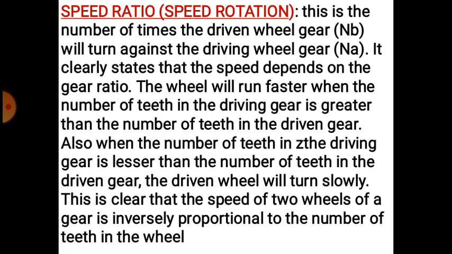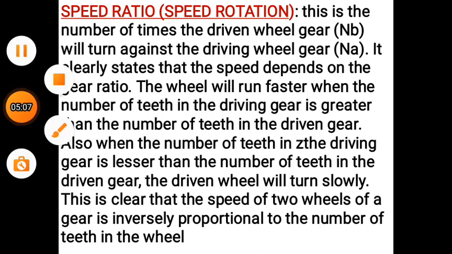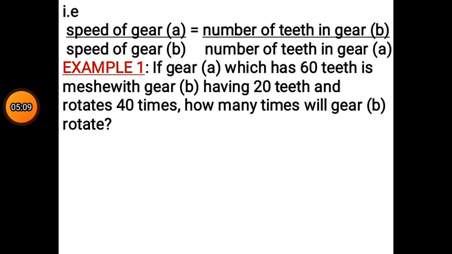This is clear that the speed of two wheels of a gear is inversely proportional to the number of teeth in the wheel. That is, speed of gear A over speed of gear B equals the number of teeth in gear B over the number of teeth in gear A.